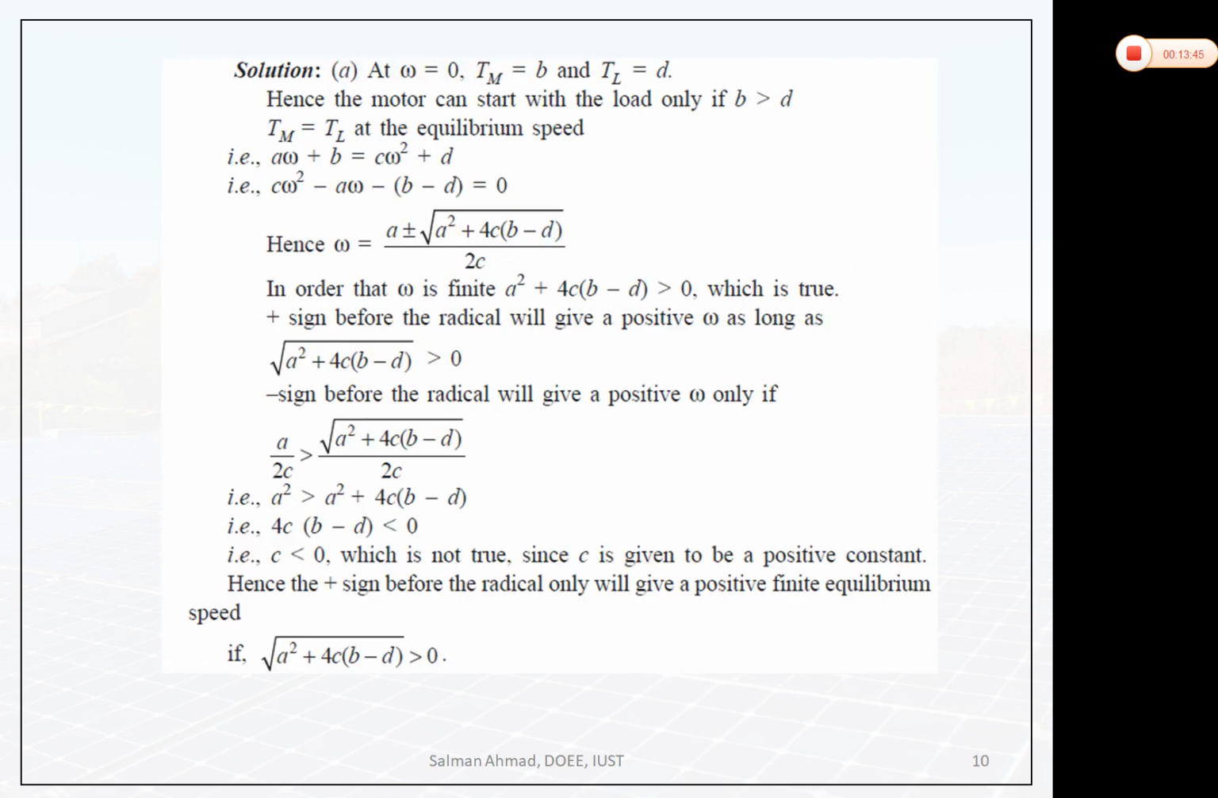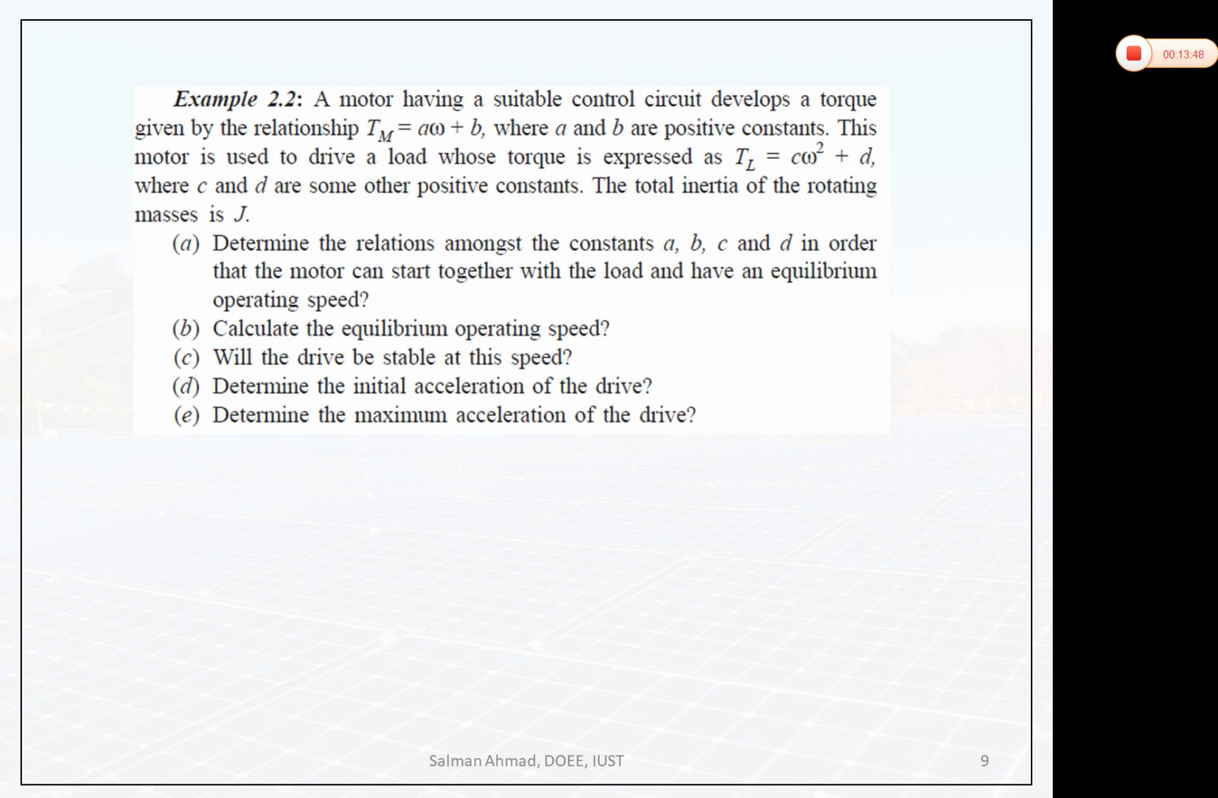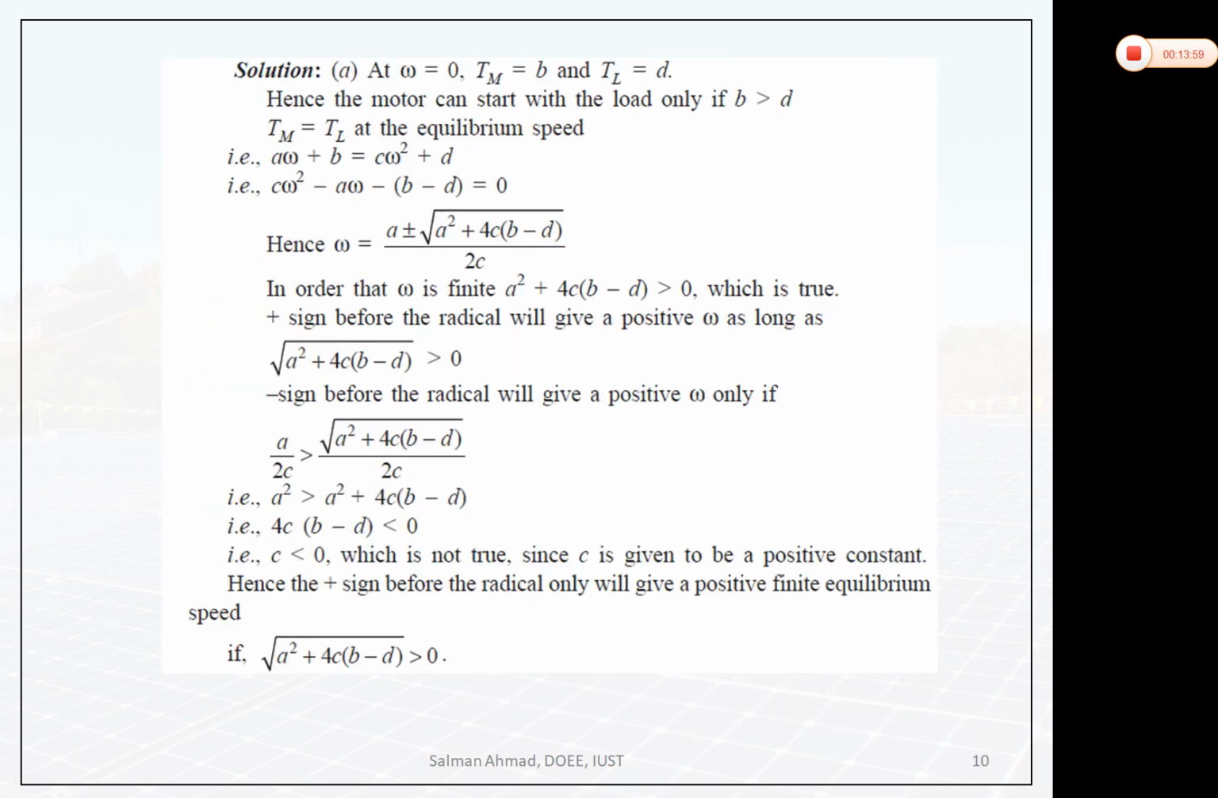We have to check at omega equal to 0: motor torque will be B, load torque will be D. To start the motor, motor torque must be greater than load torque. Then only the motor will accelerate. Otherwise it will not start. If it is equal to the load torque, it will not start. If motor torque is less than load torque, it will not start. So that means B must be greater than D, Tm must be greater than TL. Then the motor will accelerate.